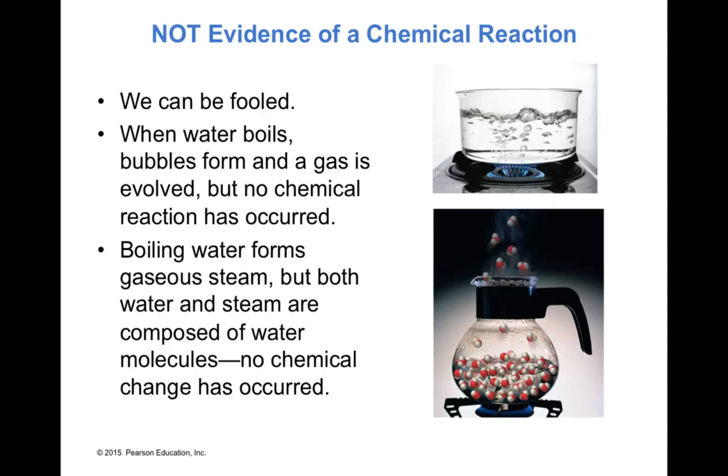occurred. When we add heat to water, we are transforming the physical state of water from liquid to gas. There is no reaction involved in that process. So this is not an example of a chemical reaction, even though we are producing a gas. Boiling water forms gaseous steam, but both water and steam are composed of water molecules. So we have water, whether in liquid or gas form. That's why this is not an example of a chemical reaction.